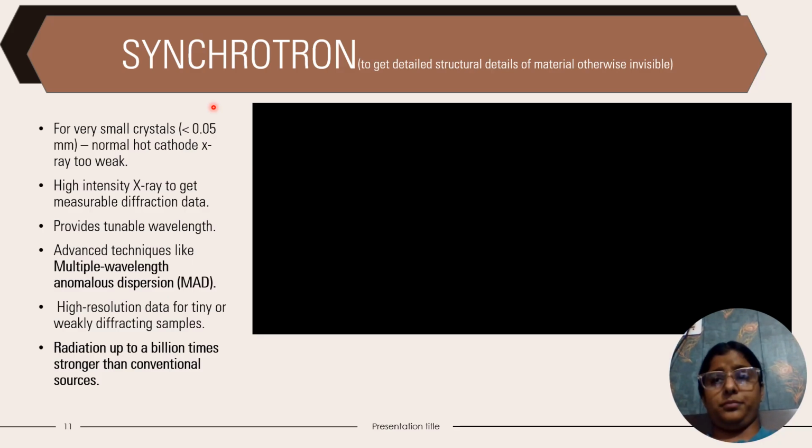Now, as the electrons bend around the circular track, they emit intense electromagnetic radiation, and that radiation includes very bright X-rays, and this is what we call synchrotron radiation. So let's see a small animation on how a synchrotron works.